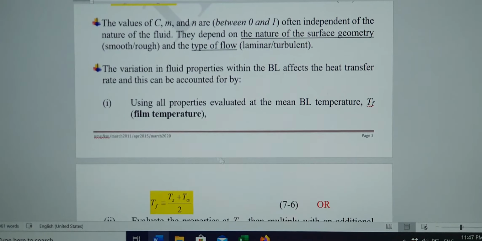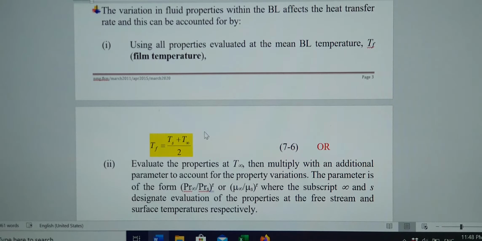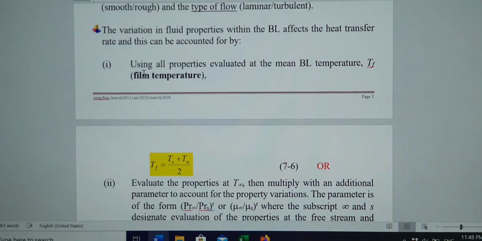The variation in fluid properties within the boundary layer affects the heat transfer rate, and this can be accounted for by using two approaches to get the properties. The first approach is the most common one, and I recommend you use that. That is obtaining the thermophysical properties at the film temperature. What is the film temperature?